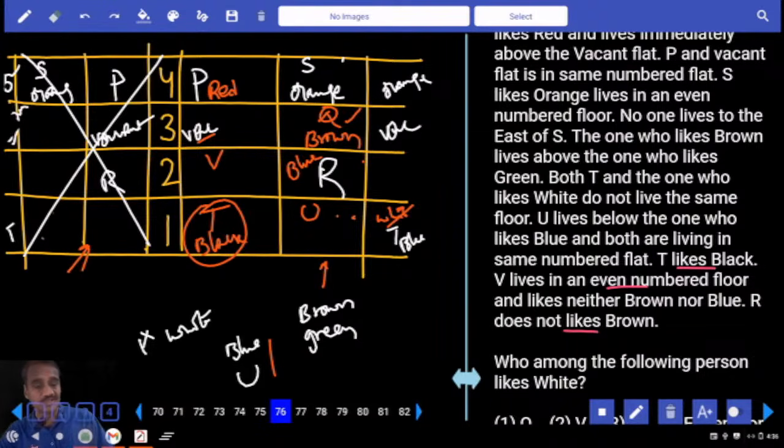Then what are the colors left over here? White cannot be on the first floor. Hence white must be on the second floor, that is V. Red, orange, brown, blue, white, black. Now U is what? U is green.